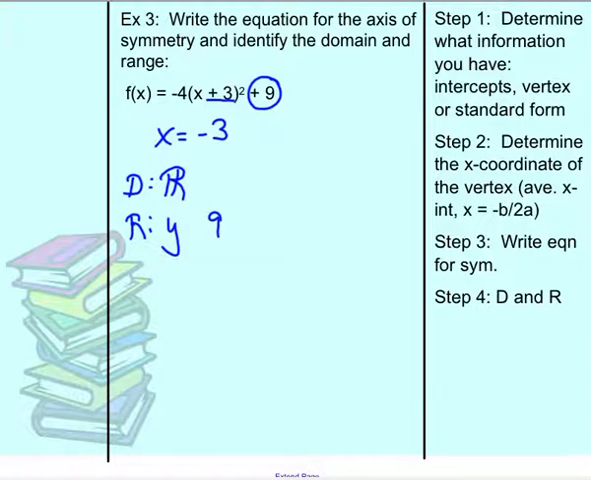We need to figure out if our graph opens up or down to determine if it's greater than or equal to or less than or equal to. Here we have a negative, which means our graph opens down. So our vertex is a maximum, so y is less than or equal to 9.